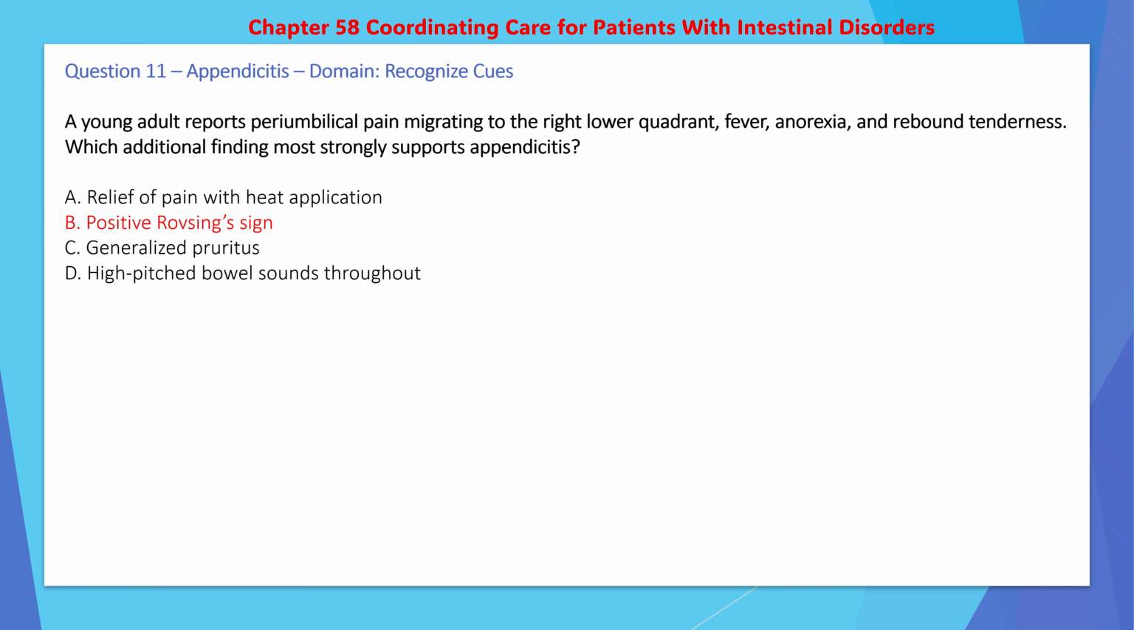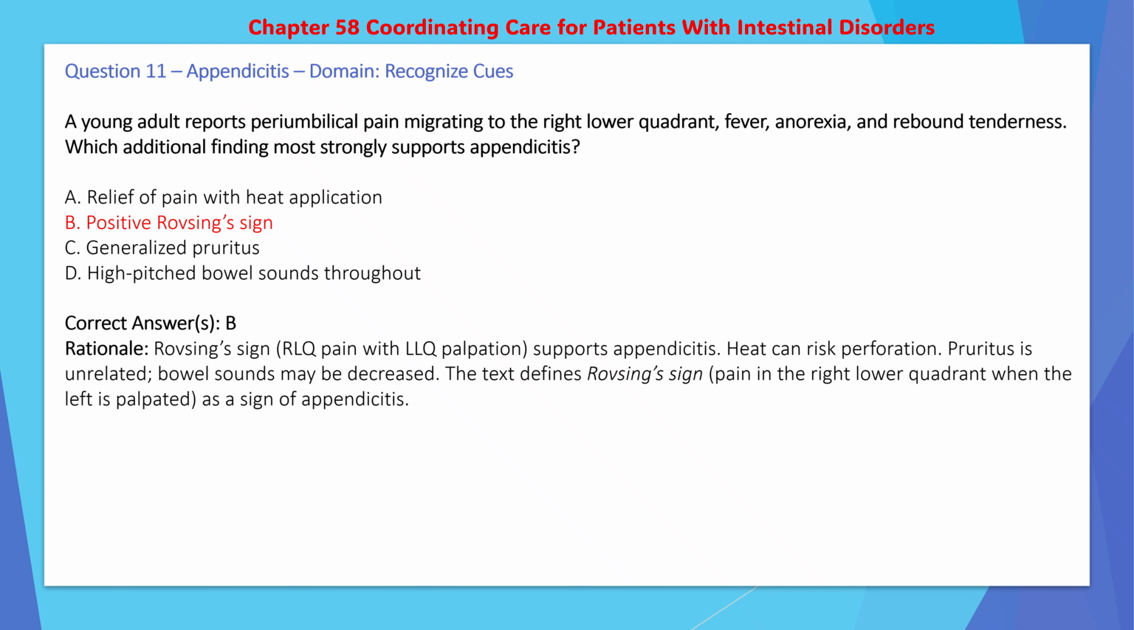So the positive Rovsing sign. The Rovsing sign is right lower quadrant pain with left lower quadrant palpation, so it supports appendicitis. Heat can risk perforation. Pruritus is unrelated. Bowel sounds may be decreased. The text defines Rovsing sign, pain in the right lower quadrant when the left is palpated, as a sign of appendicitis.